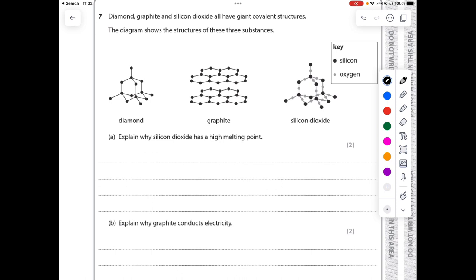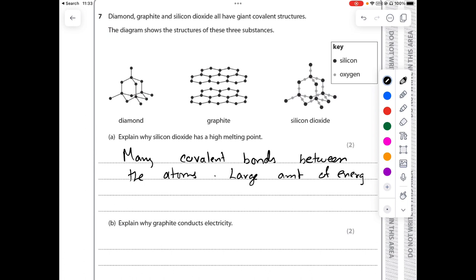Question number 7. Diamond, graphite, and silicon dioxide all have giant covalent structures. Explain why silicon dioxide has a high melting point. Silicon dioxide has many covalent bonds between atoms. Because of these covalent bonds, a large amount of energy is required to break the bonds and overcome forces of attraction.